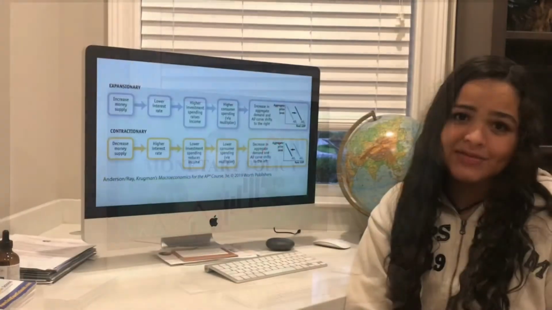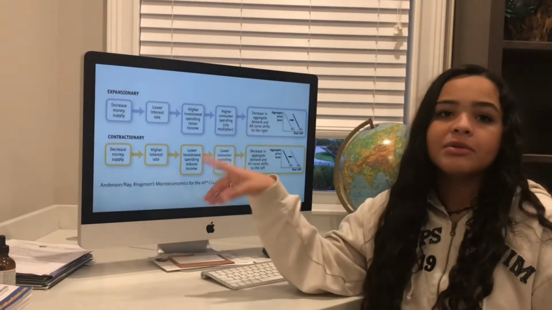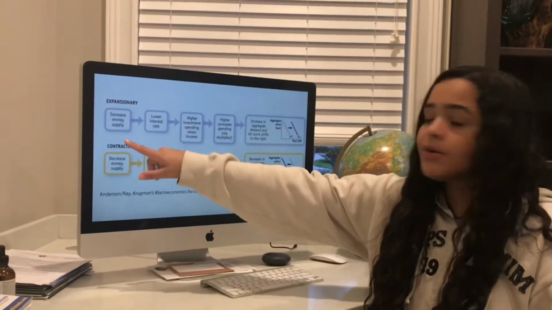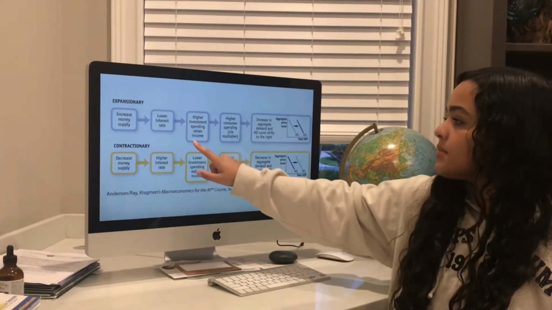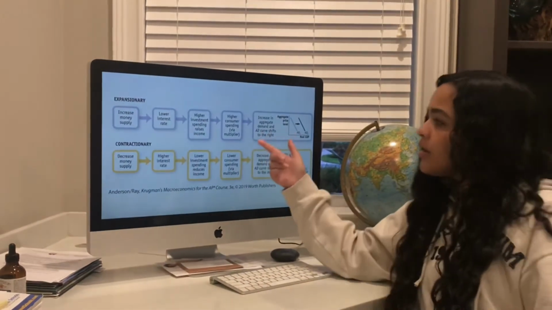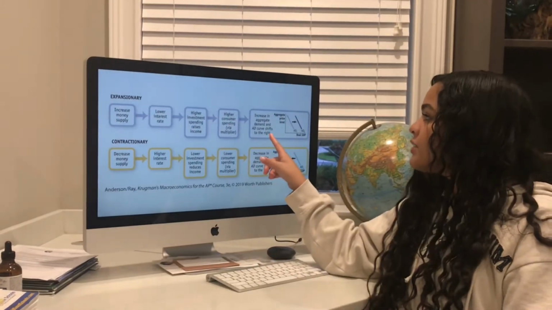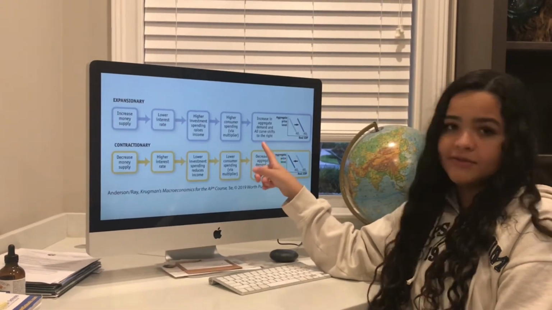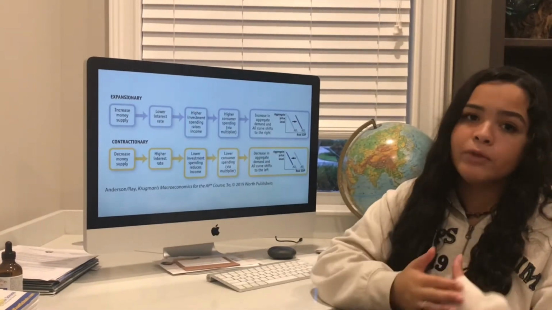Now let's take a look at the flowchart just to see how this all works. If you look at the top, this is what happens when banks adopt an expansionary monetary policy. They increase the money supply, which in turn lowers the interest rate. Higher investment spending raises income. Higher consumer spending via the money multiplier turns into an increase in aggregate demand, causing the AD curve to shift to the right. Now with contractionary, this is basically just the opposite of what just happened.